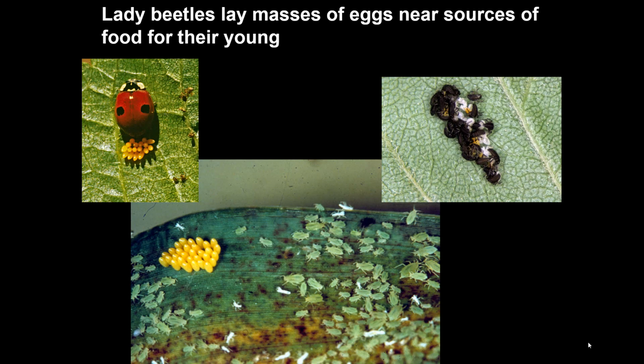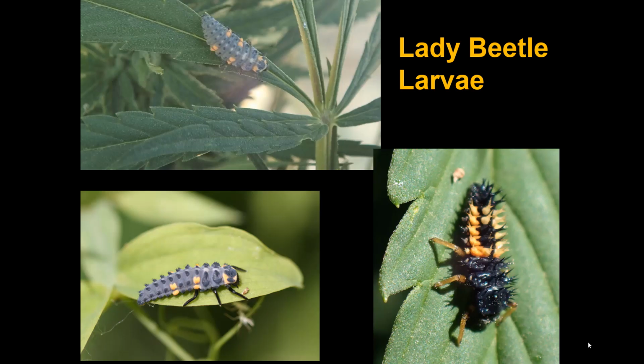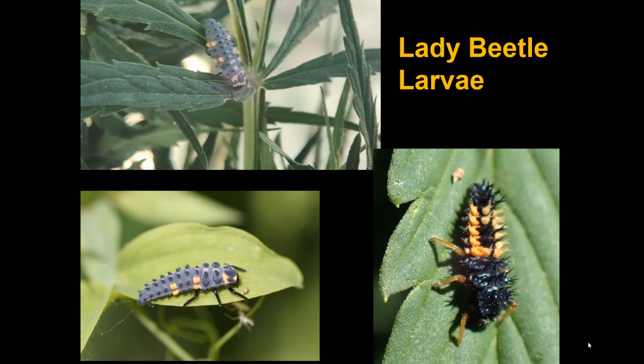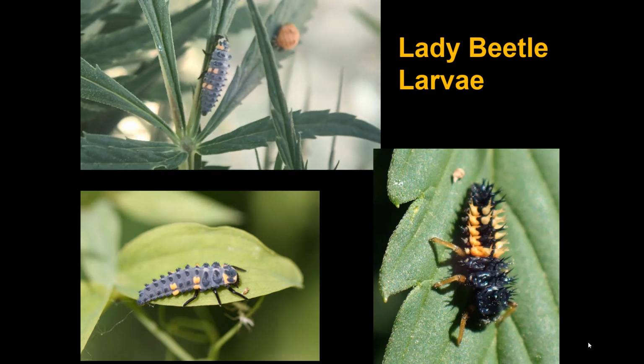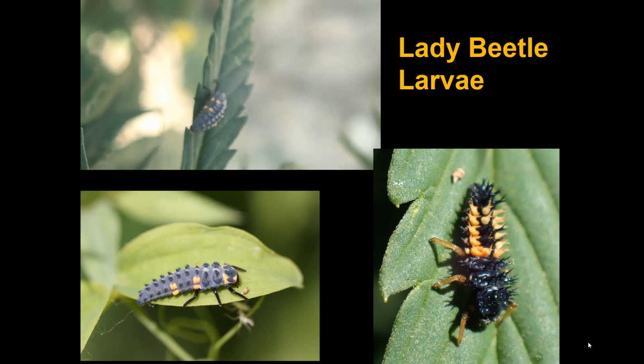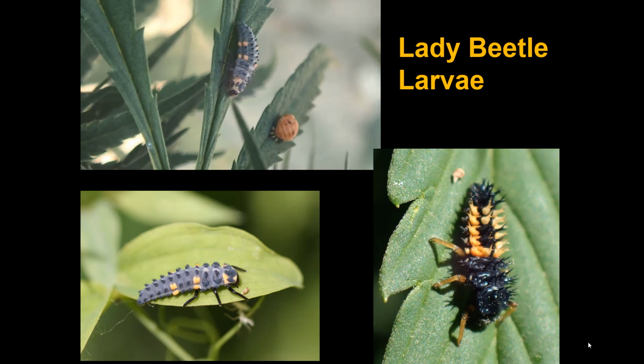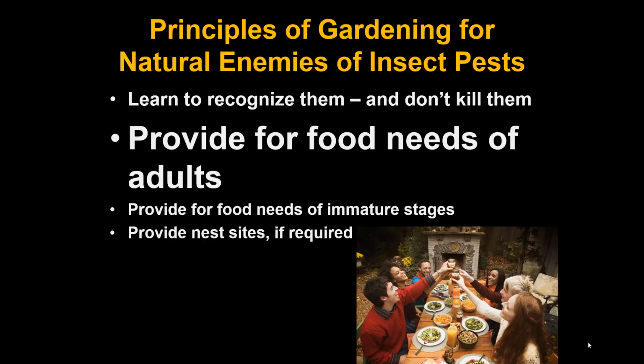So lady beetles lay masses of eggs near sources of food for their young, and then the eggs will hatch, and then you'll have these larvae. And the larvae look very different than the adults, but these are the eating machine. This is the stage of a lady beetle that you want to be feeding on the insects in your yard. The adults are feeding on a few, these are feeding on a lot, and they look really different. I mean, when people see a lady beetle larva crawling around a plant and they don't know about this, they assume the worst. They think this is some sort of plague or something, and they spray or they pick them off. Anyway, learn to recognize them.